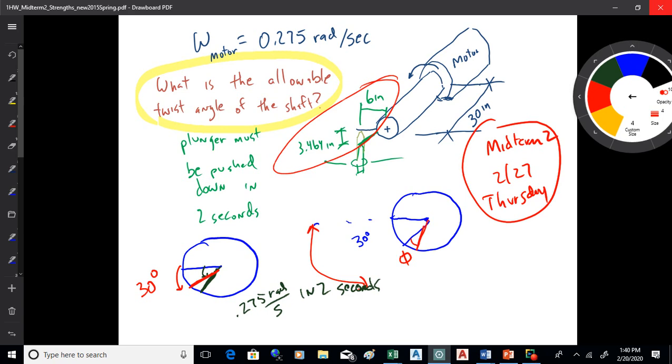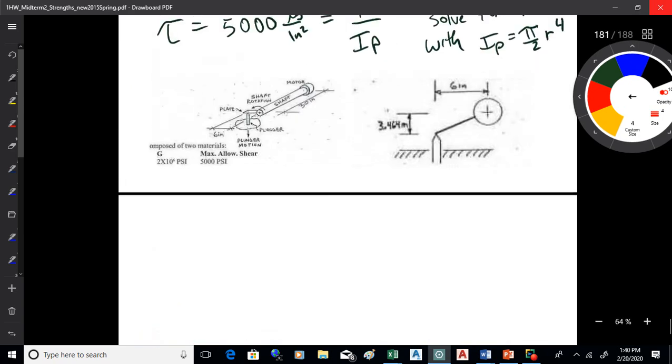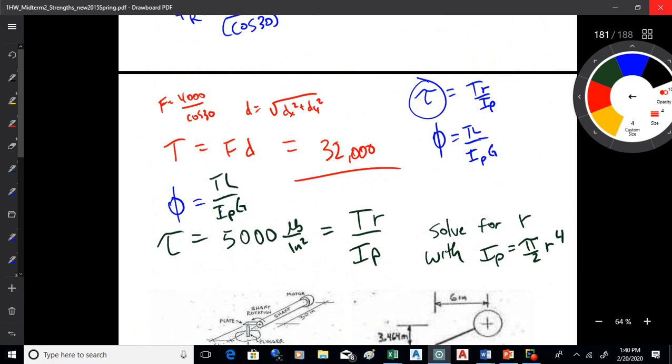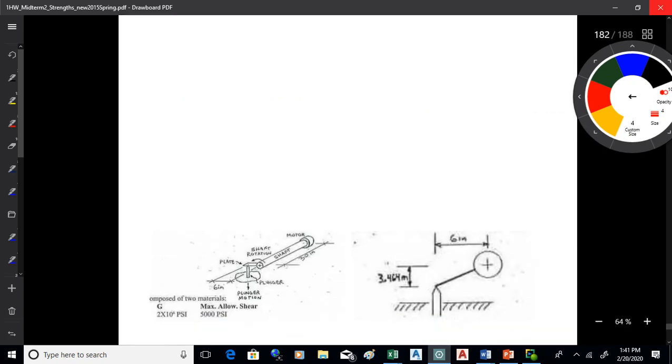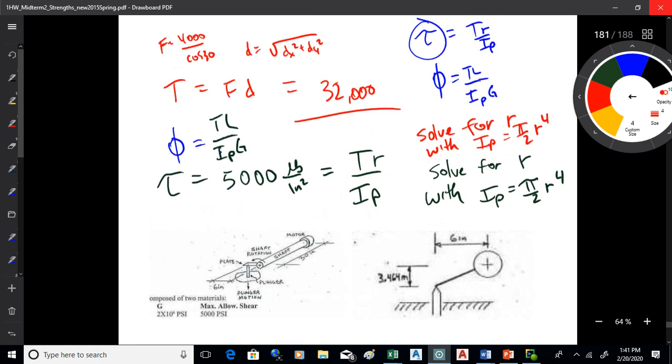So now, once you've got that, you know what phi is. You're going to solve that for r. And again, the moment of inertia is pi over 2 r^4. So you should be able to solve twice for the radius, and then just pick the one that applies. Now, do you want the small radius or the big radius? Yeah, the big one, okay?